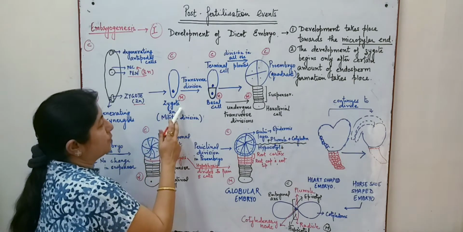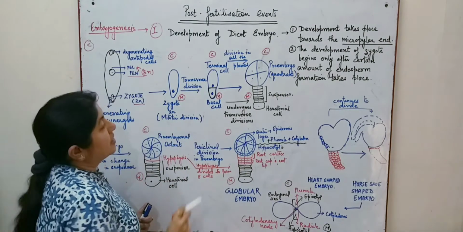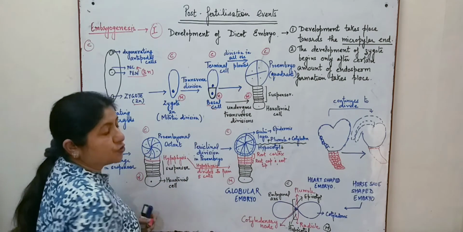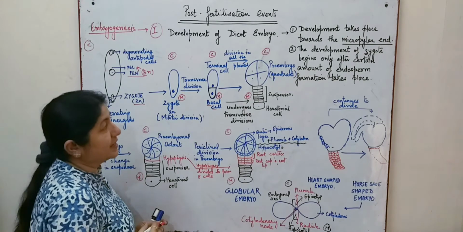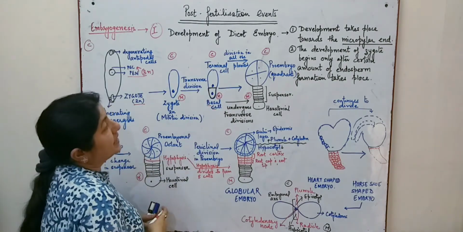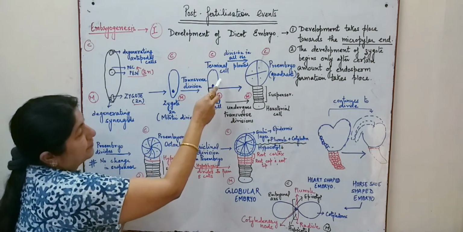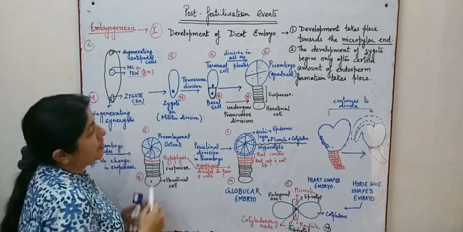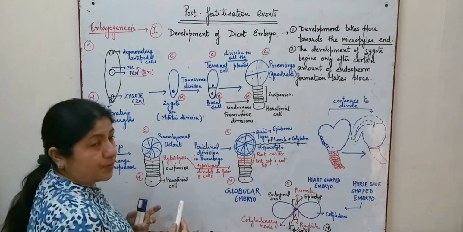So after the zygote has divided, it will form two cells. The cell which is towards the micropylar end is known as the basal cell, whereas the cell which is towards the chalazal side is known as the terminal cell. So we have an unequal division, which results in a terminal cell and a basal cell. Now we'll study one by one how these two cells divide.